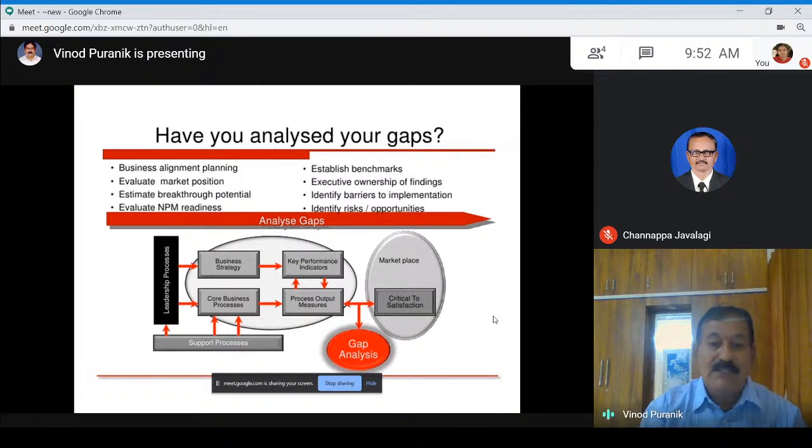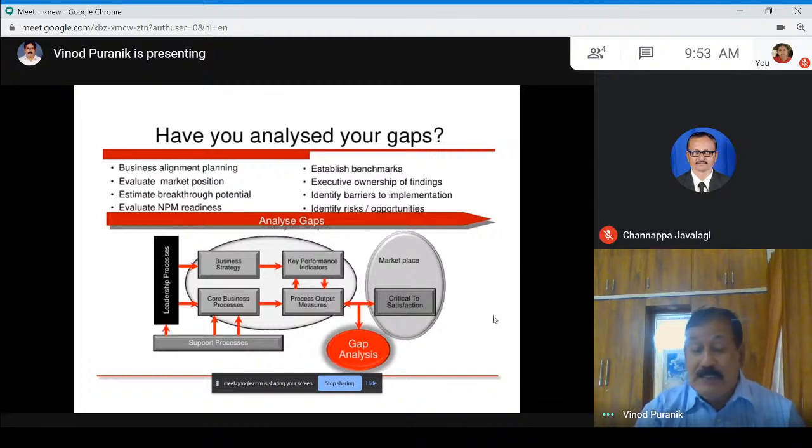So what is your business strategy? What are the key performance indicators? I don't want to explain much on the key performance indicators; you have to look at what they are. Then, what are your core business processes? When you look at the leadership processes, that will look at the core business processes connected to your process output measures. Then look for the key performance indicators. What are your key performance indicators? Then, very important, finally you reach the marketplace, and what is critical to satisfaction.